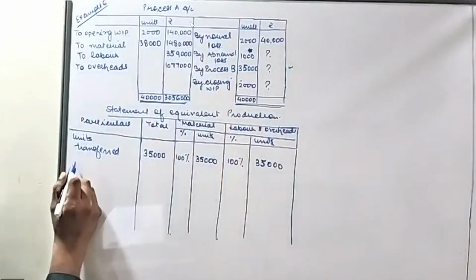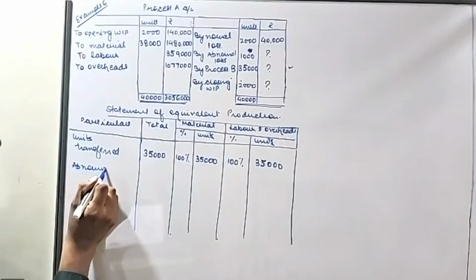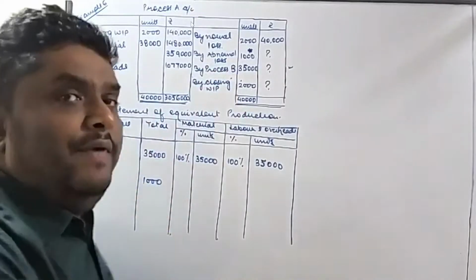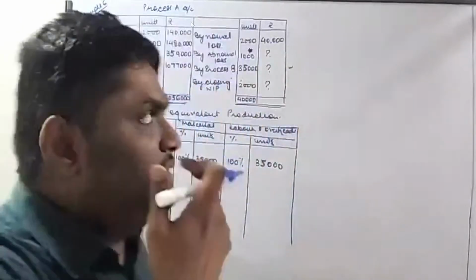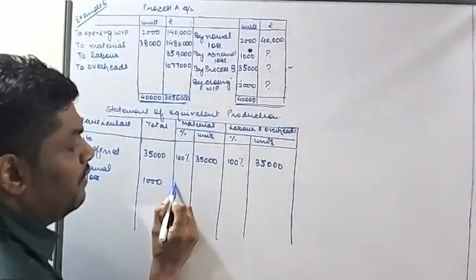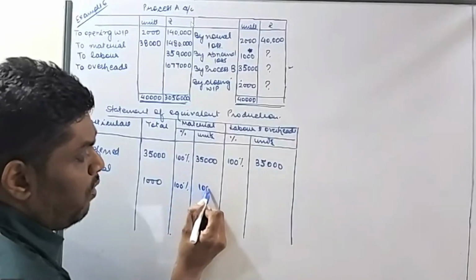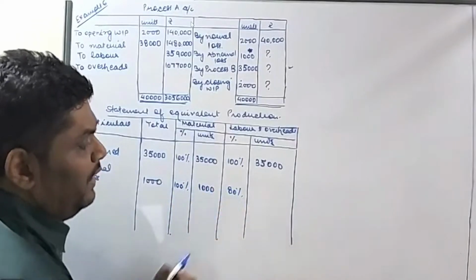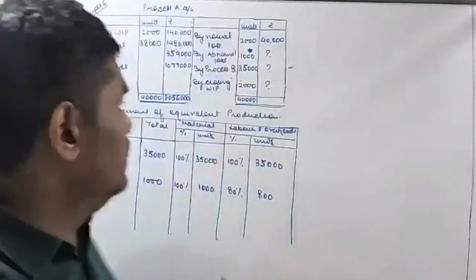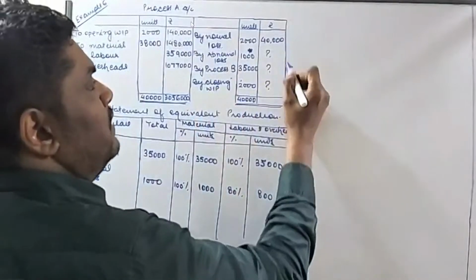Now next, let's start with abnormal loss also. Abnormal loss is of 1,000 units. And when talking about the percentage of completion, see, units scrapped in total are 3,000. 3,000 means what? 2,000 of normal loss and 1,000 of abnormal loss. Total 3,000 units are scrapped, and the degree of completion is also given: 100% for material and 80% for labor and overheads. So we are done with this part also, that is abnormal loss.